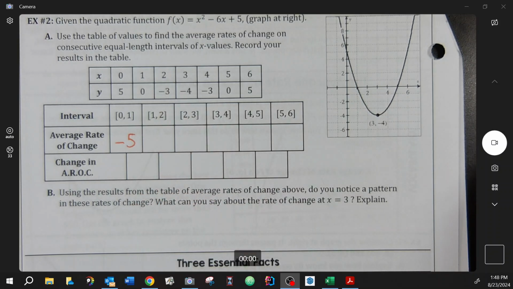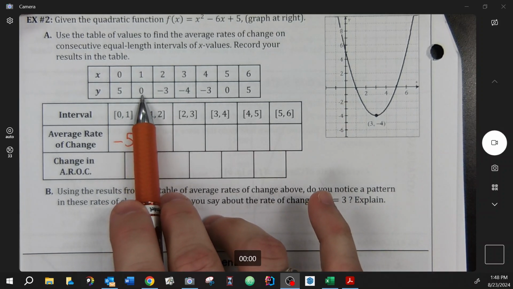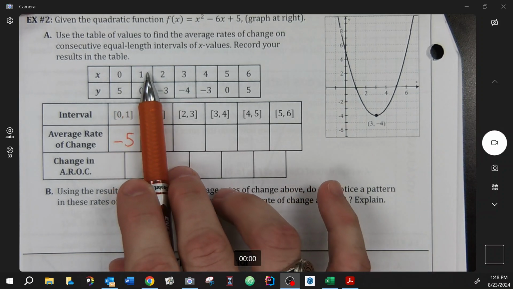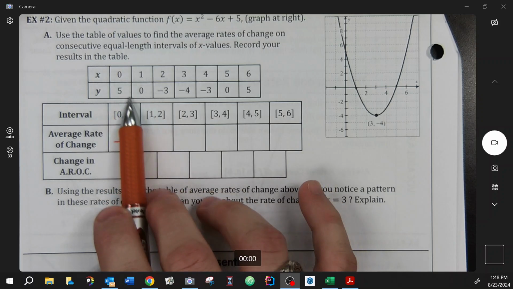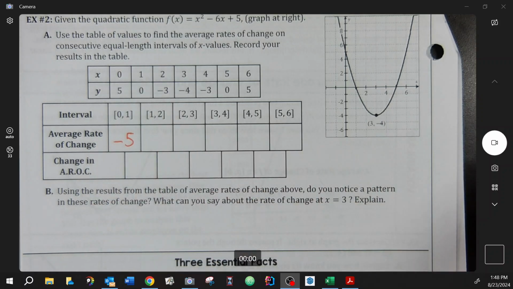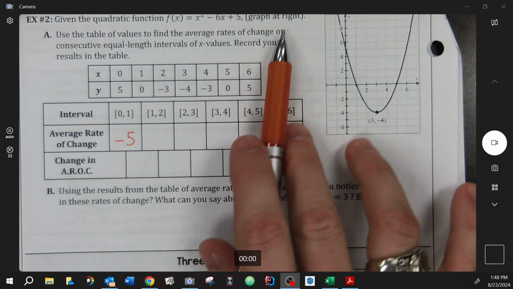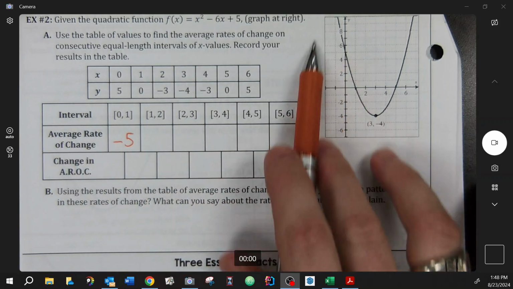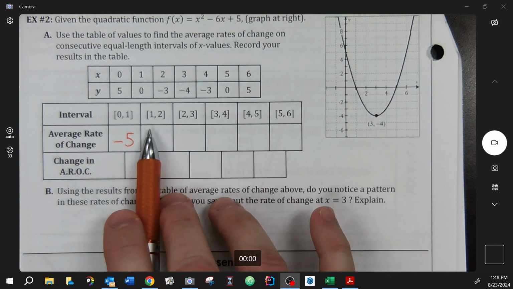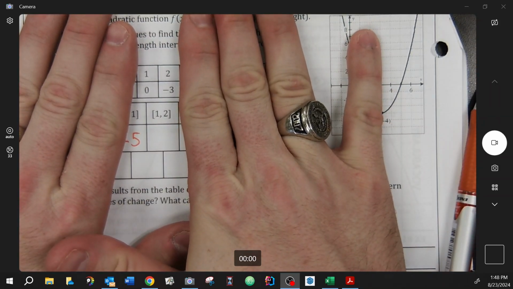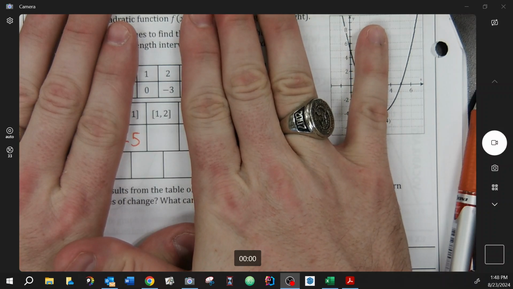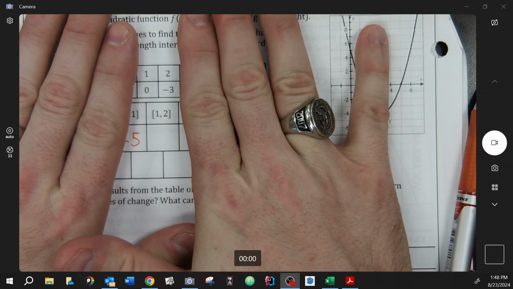Yes? To get the negative 5, you plugged it in. I did this. 0 minus 5 over 1 minus 0. I just did change in y over change in x. Oh. We're just finding the slope. So we don't have to actually plug anything in. That was done for us. They were just picked right off the graph. So for this 1 to 2, now we're finding the slope between those 2 points. Negative 3 minus 0 over 2 minus 1. That's negative 3 over 1.